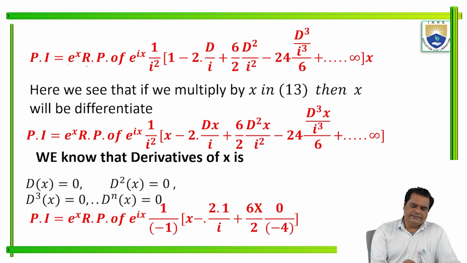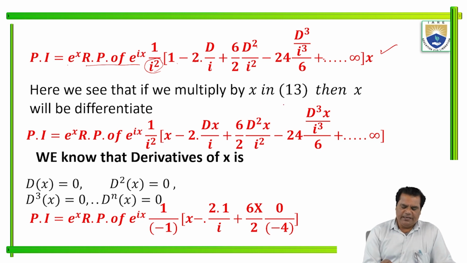Exponent e to the power x, Rp of e to the power ix, 1 upon i square, this is minus 1. 1 minus 2D upon i plus 6 upon 2 D square upon i square minus 24 D cube upon i cube upon 6, and plus this. This is an exponential function. Here we see that if we multiply by i in 13, then multiply by x in 13.